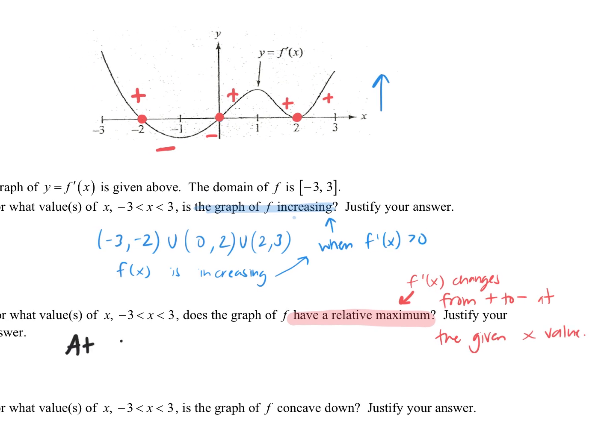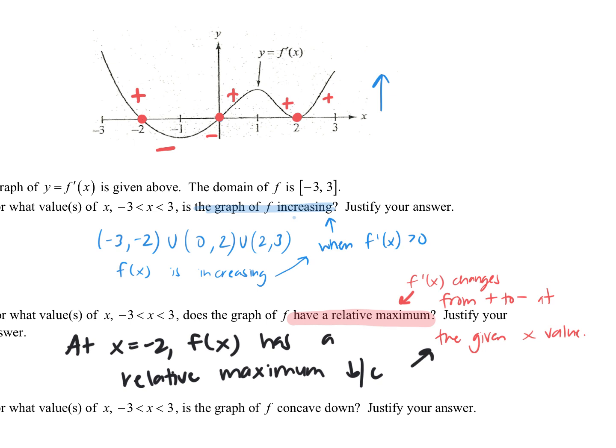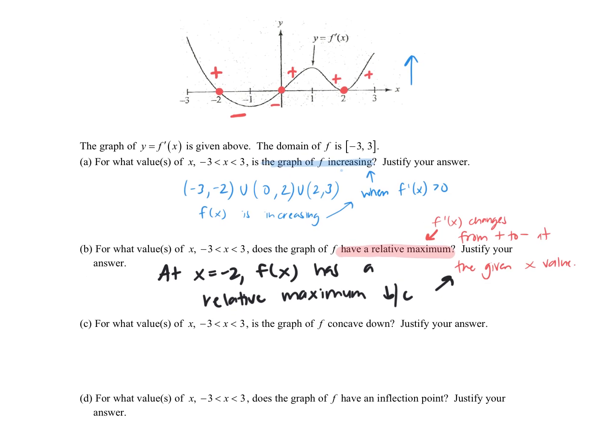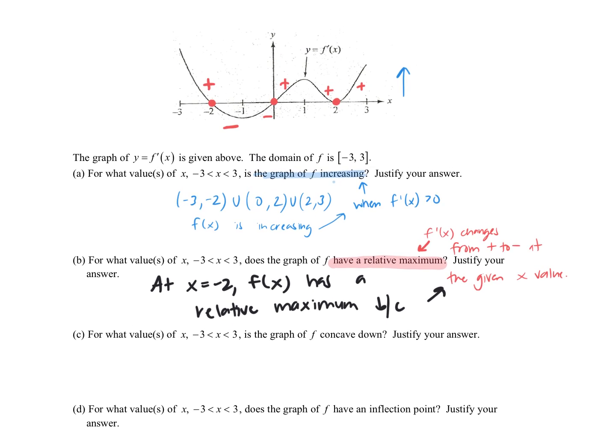So at x equals -2, f of x has a relative maximum. And again, because my justification is right there: because the derivative changes from positive to negative at x equals -2. Okay.